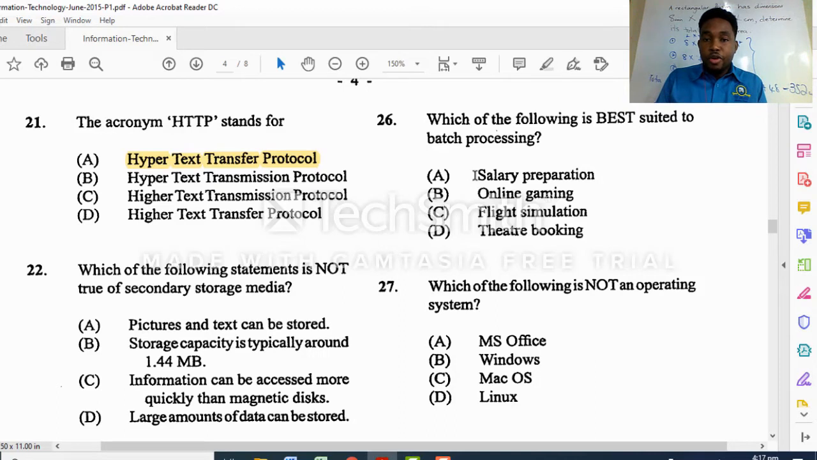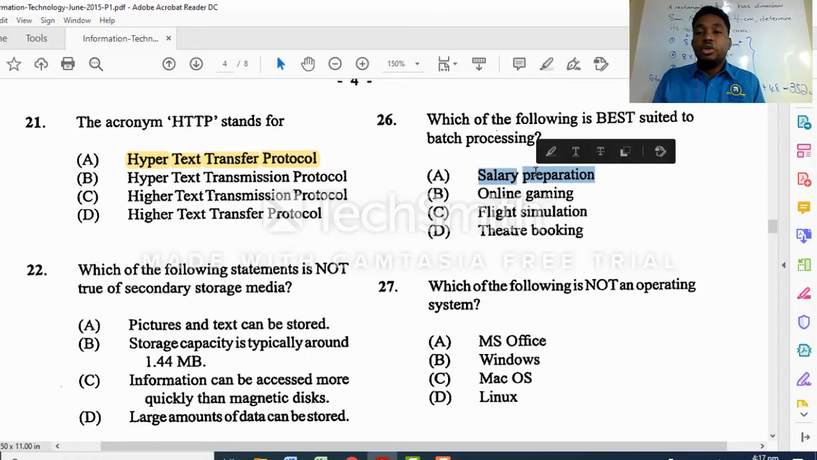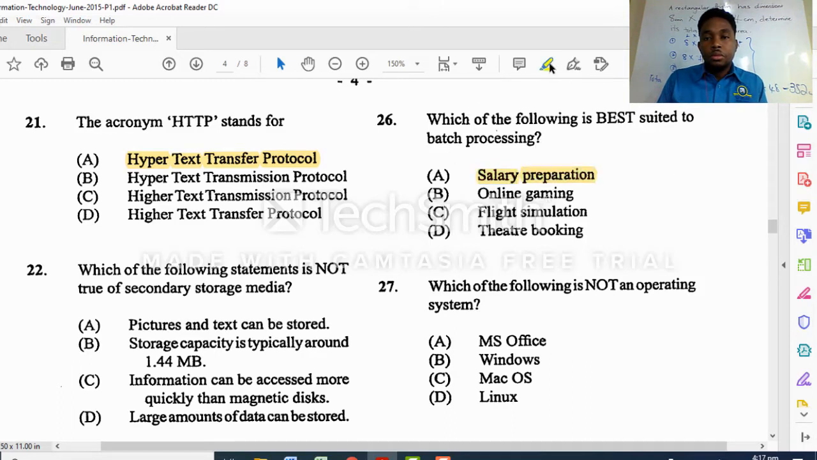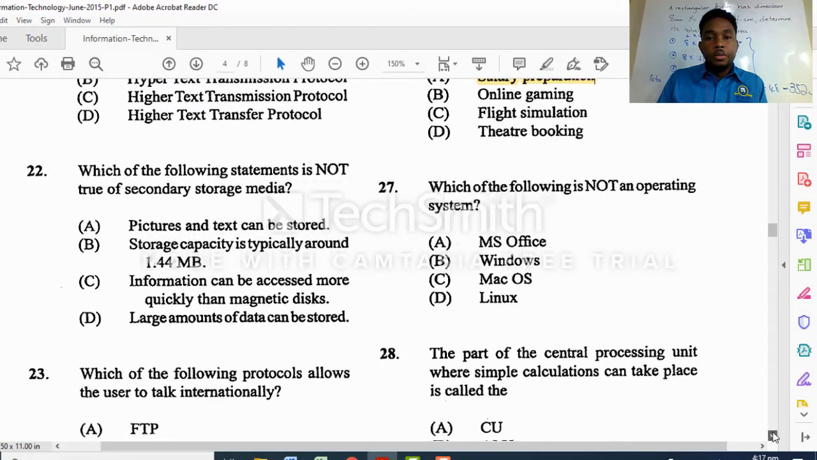So we need to make preparation for salary preparation here as a batch. So we'll gather the data for the month or for the week and process it one time. So salary preparation would have been a batch processing. More than one information processing in one go. Moving down the line.